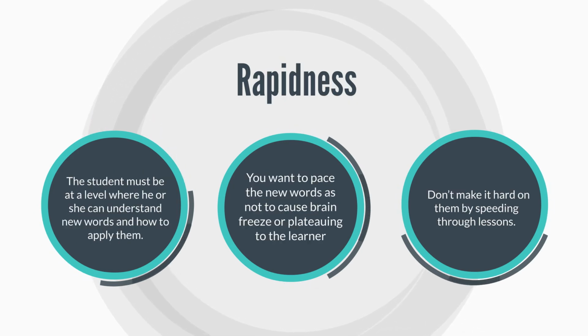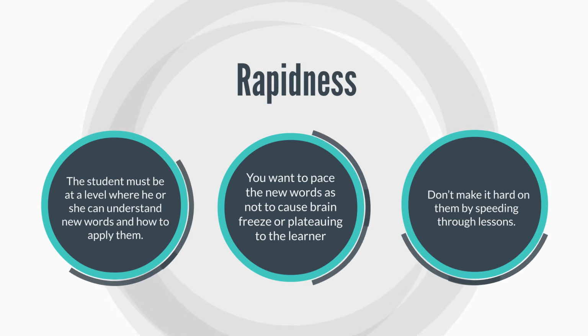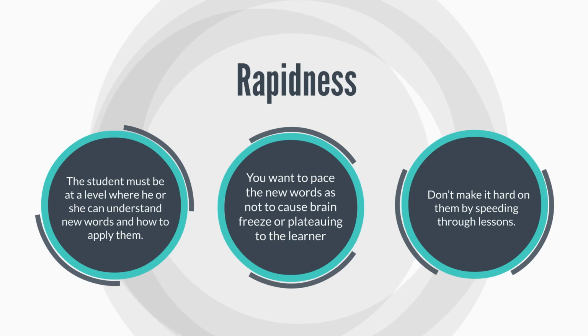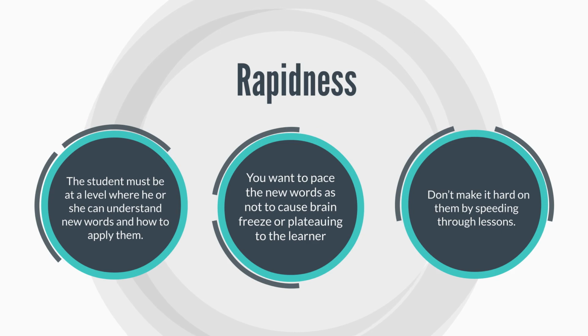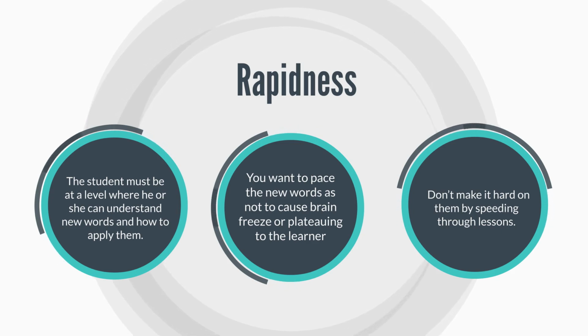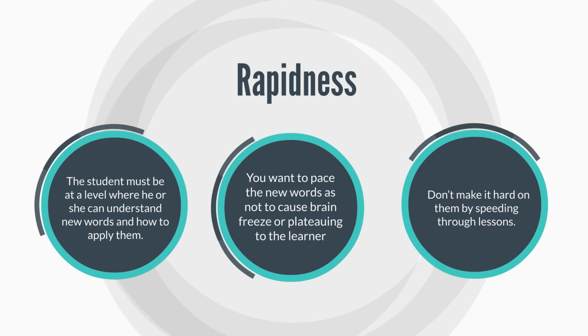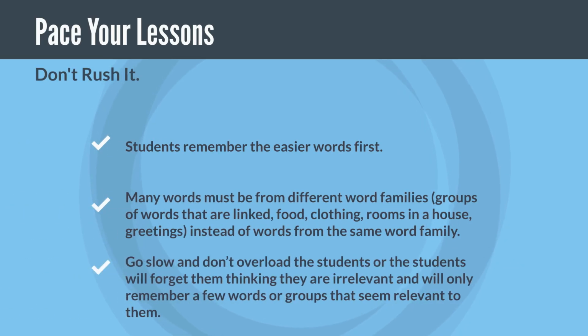Rapidness is the pace that the student learns new words. The student must be at a level where he or she can understand new words and how to apply them. You want to pace the new words as not to cause brain freeze or plateauing to the learner. Don't make it hard on them by speeding through lessons. The easier the words are and how they are paced makes a big difference in learning. Students remember the easier words first.